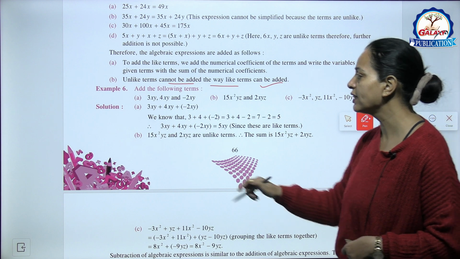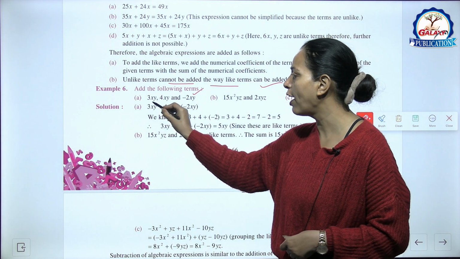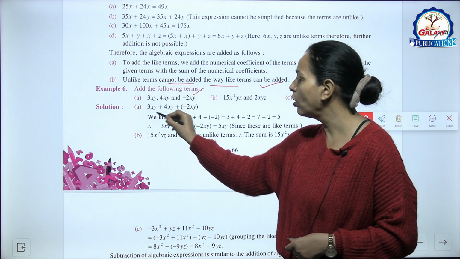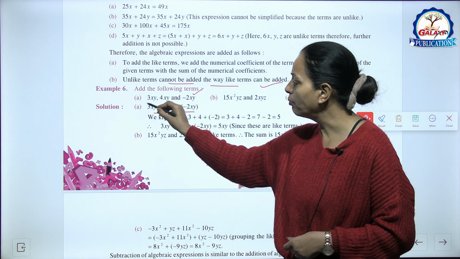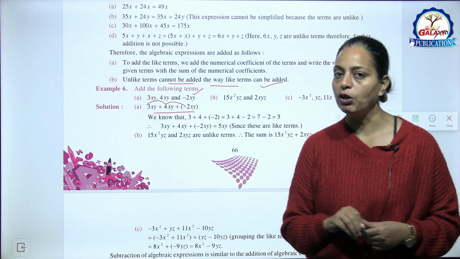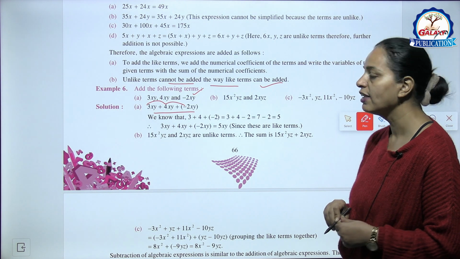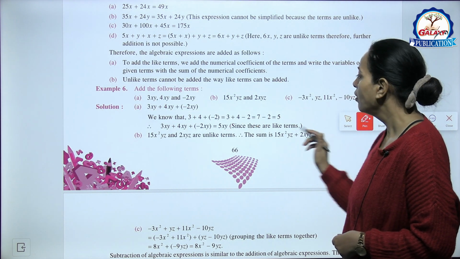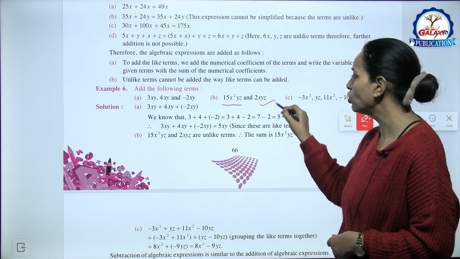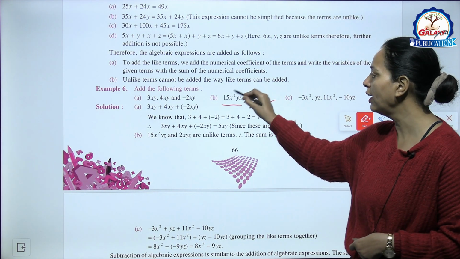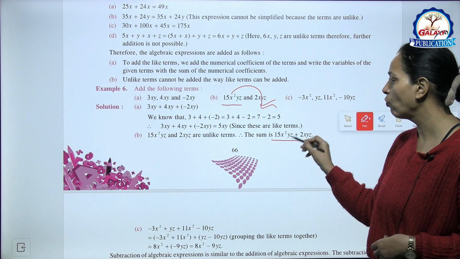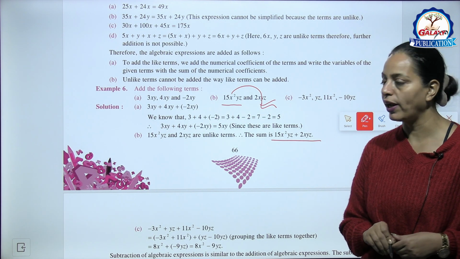See example 6, add the following terms. A part, 3xy, 4xy and minus 2xy, all are like terms. So we will take their numerical coefficients. 3 plus 4 minus 2, that is 5xy, right? Now B part, 15x square yz and 2xyz, both are unlike. These two we will write as it is, 15x² yz plus 2xyz.